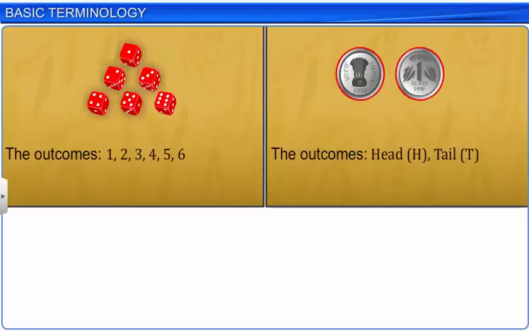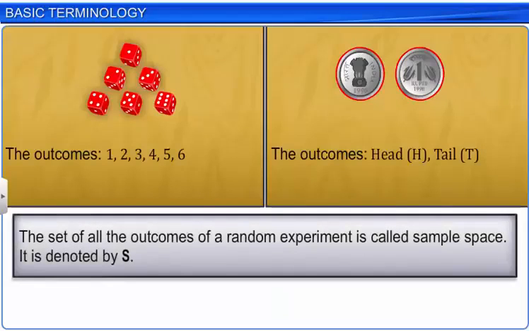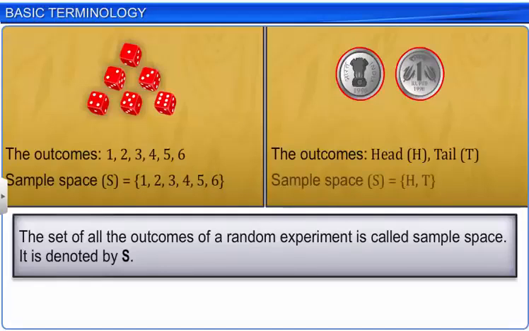A random experiment can have any number of predictable outcomes. The set of all the outcomes of a random experiment is called sample space. It is denoted by the capital letter S. The sample spaces of rolling a die and tossing a coin are represented as shown.